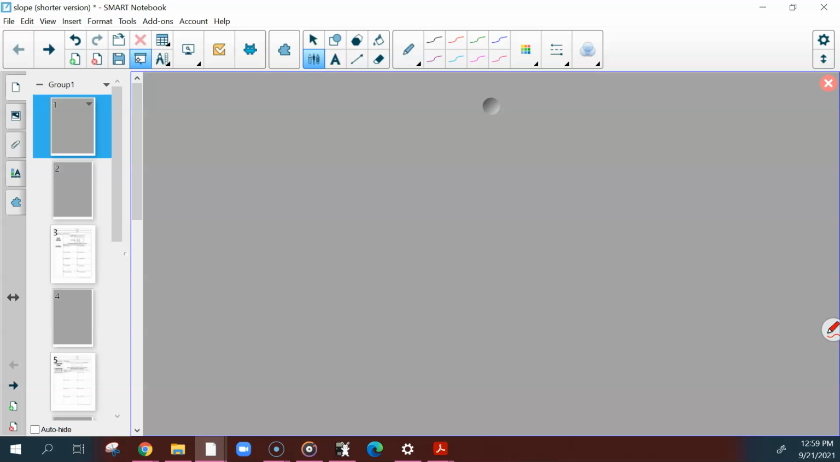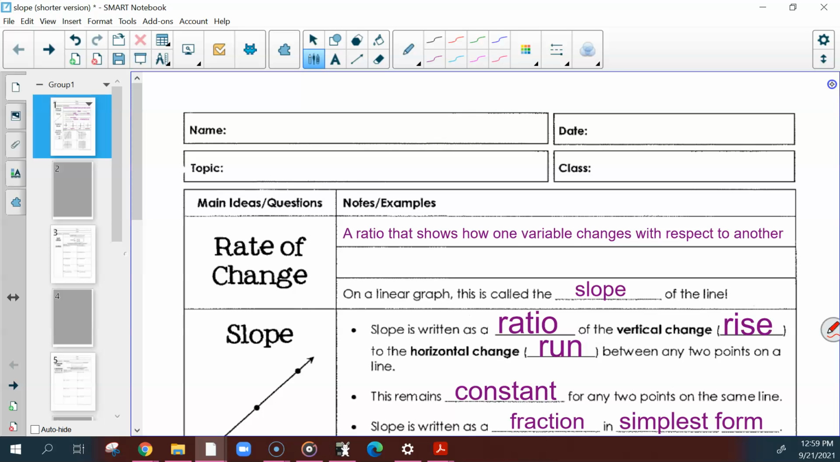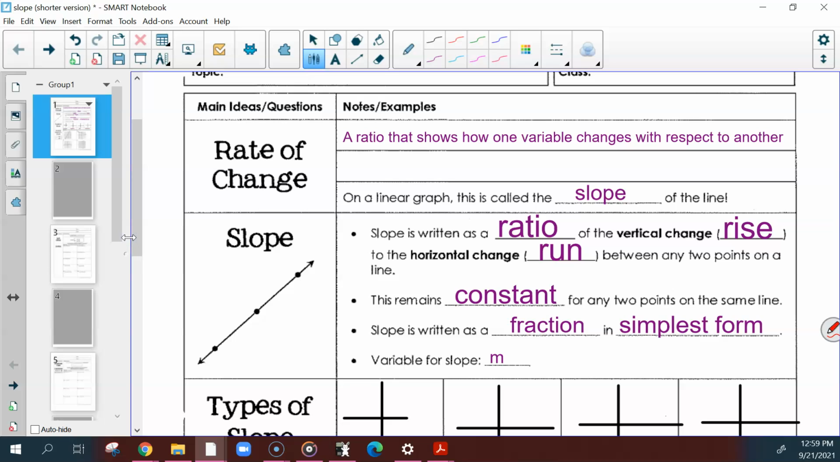Right, so on the first page, I have some filled in notes, so I'm going to talk through that as you're writing these down. So the first blank, we're talking about rate of change. When you hear those words, you should be thinking slope because they're the same thing. Rate of change specifically is a ratio that shows how one variable changes with respect to another. But on a graph, we call that slope.